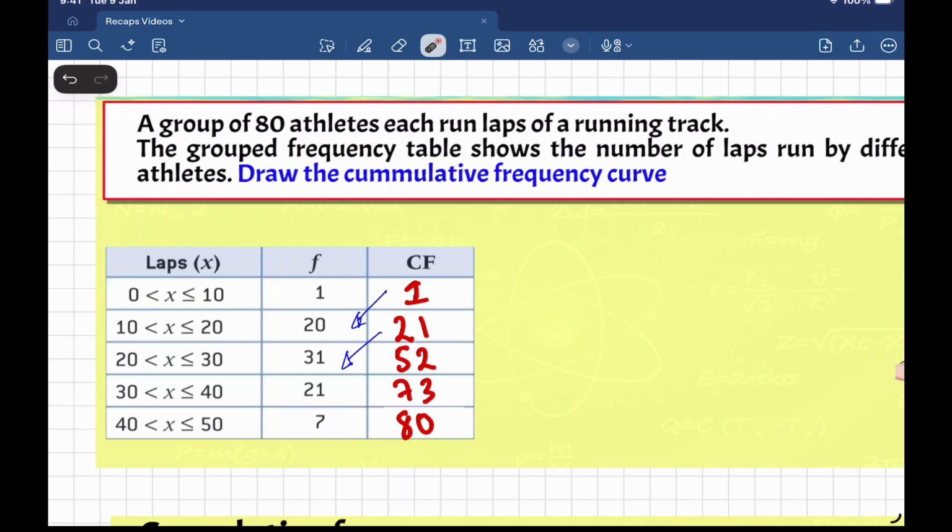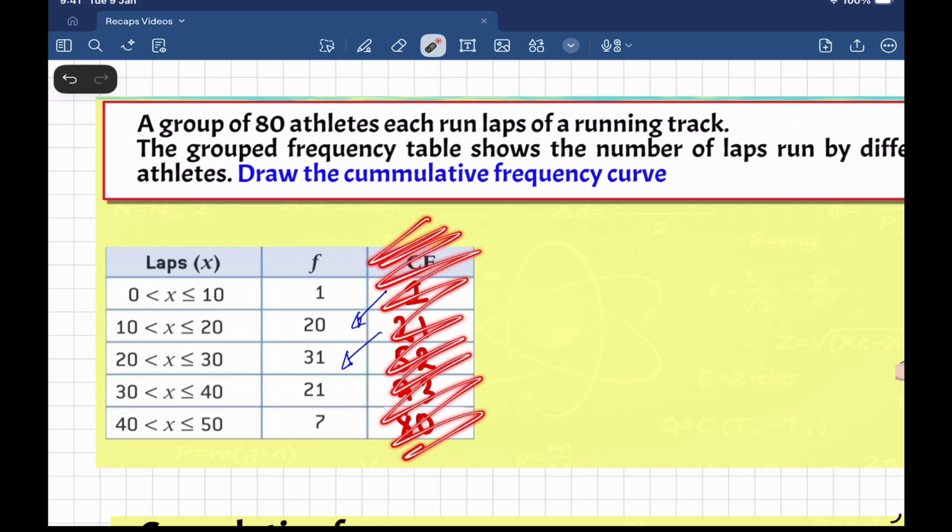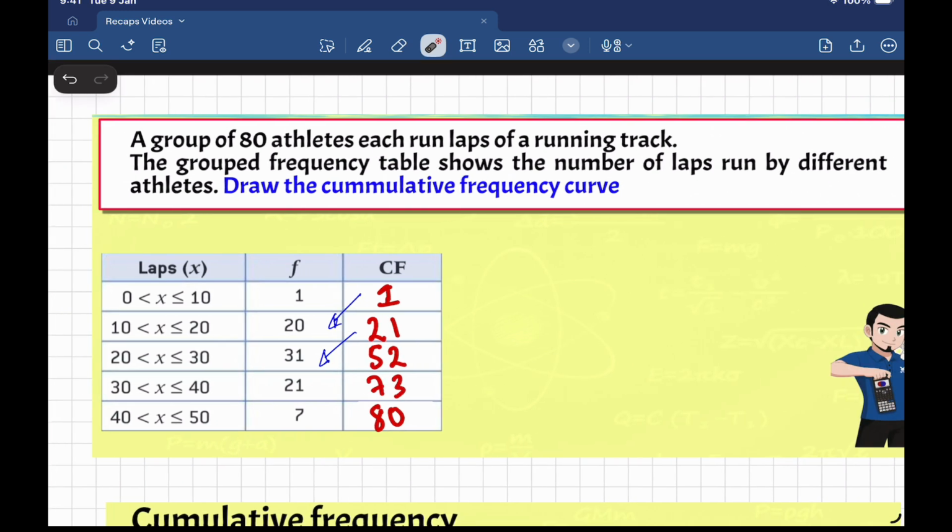So again, in general, when the goal is to draw the cumulative frequency, we don't have this column. So we need to add the new column and then find the cumulative frequency. That's it. This is the cumulative frequency. Then the goal is to draw the curve.